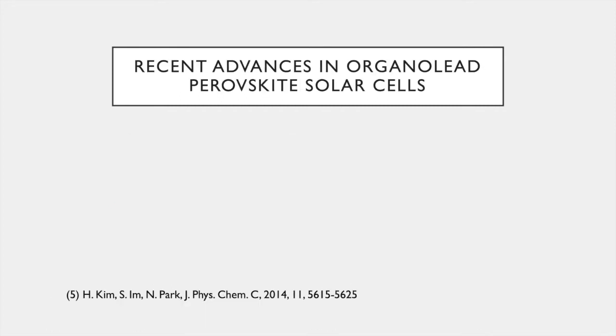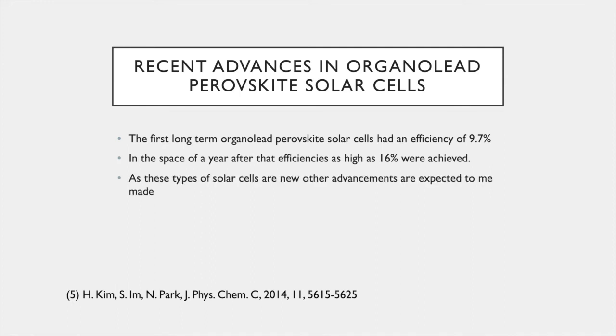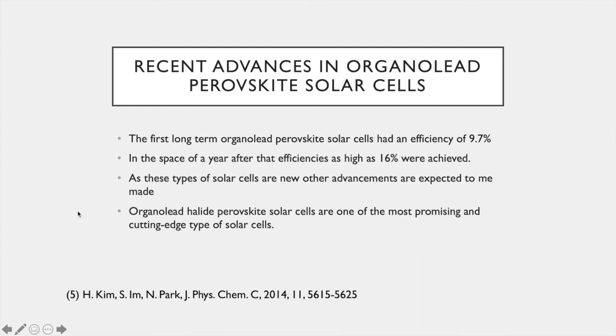There have been some recent advances in organolead perovskite solar cells. The first long-term organolead perovskite solar cells had an efficiency of 9.7%. In the space of a year after that, the efficiencies they could get were as high as 16% or so. As these types of solar cells are new, other advancements are expected to be made. Organolead halide perovskite solar cells are one of the most promising and cutting-edge types of solar cells, like I've said.